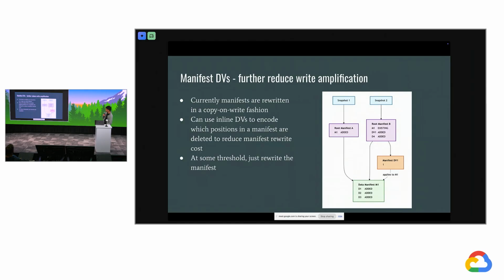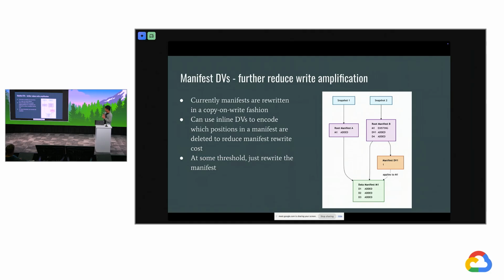We can further improve this by taking the lessons of merge on read style deletion vectors that happen at the data layer in the table and applying that at the metadata layer as well. And so we could use inline DVs. We're doing a lot of benchmarking on the representation of these roaring bitmaps, and how they actually compress when you lay out roaring bitmaps sequentially. Essentially, you can use that to represent which positions are deleted, and you essentially eliminate the manifest rewrite cost.